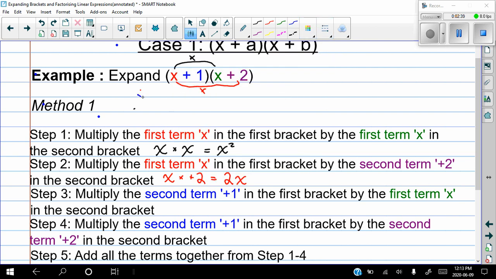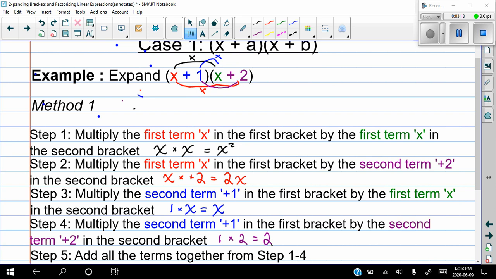Step 3. Now we're on to that second term in our first bracket, this positive 1. And here we're going to times it by the first term in our second bracket. So now we're just repeating the process with the other number in our first bracket. So we have 1 times x, and we get just x, right? So we just drop the 1. And the last one we're going to do is the only other thing that we can multiply by. So we have positive 1 times positive 2. 1 times 2, which is simply 2.